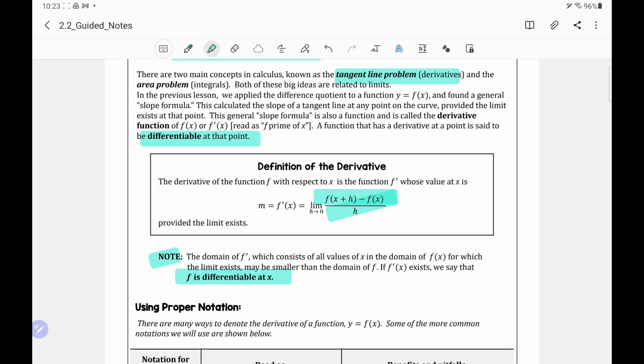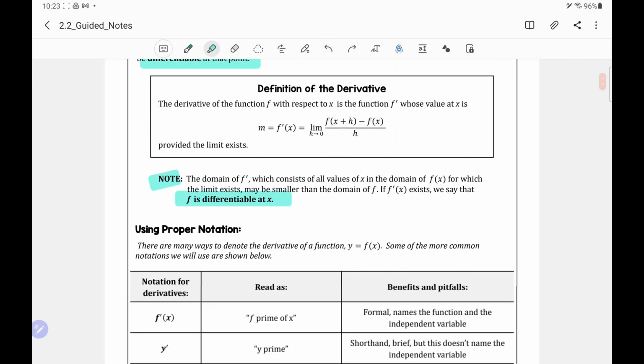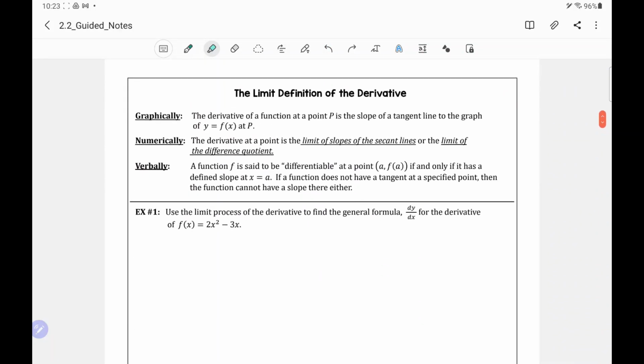And when we take the limit of it, that's what they're referring to here. The derivative is when we do that. Verbally, a function f is said to be differentiable at a point a, if and only if it has a defined slope at x equals a.